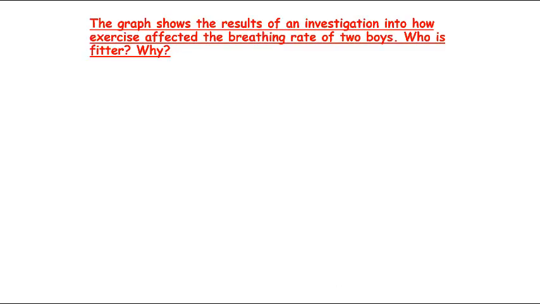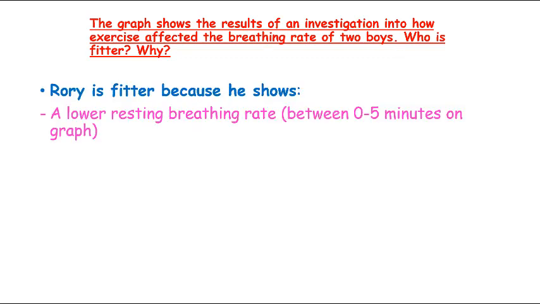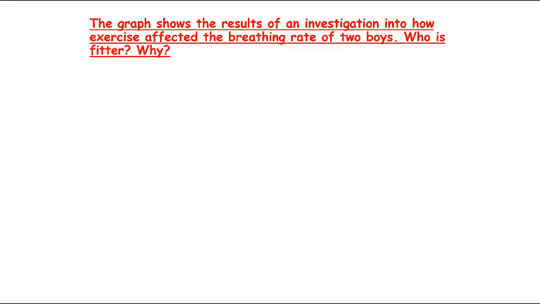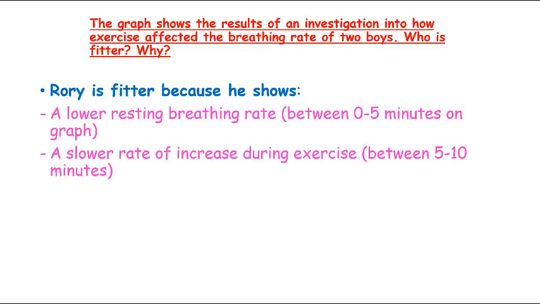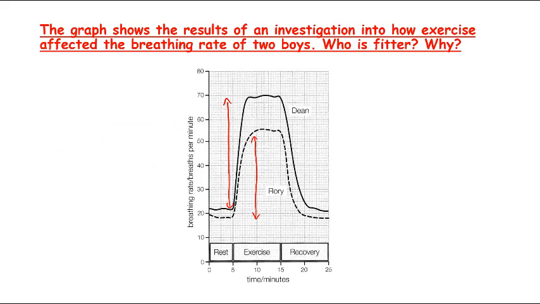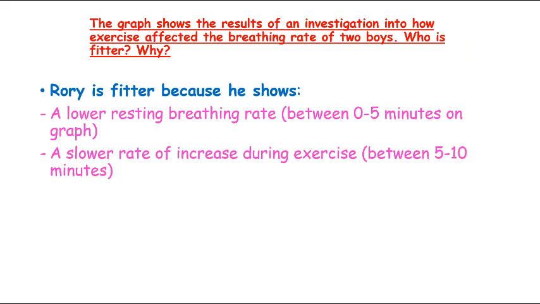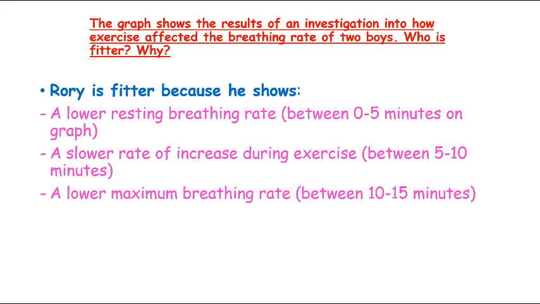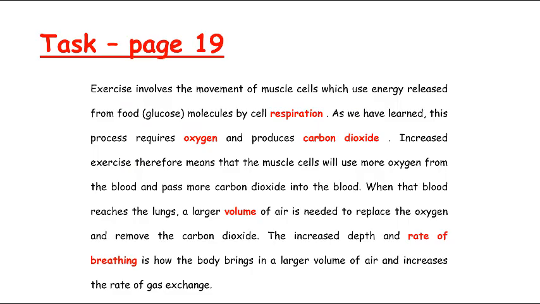So typical questions you would get here: who is fitter and why? It's Rory. And this is because he's got a lower resting breathing rate, which is right. He has a slower rate of increase during exercise, which again, the number of breaths he takes per minute doesn't increase as much as Dean's. And then he also has a lower maximum breathing rate and a faster recovery.